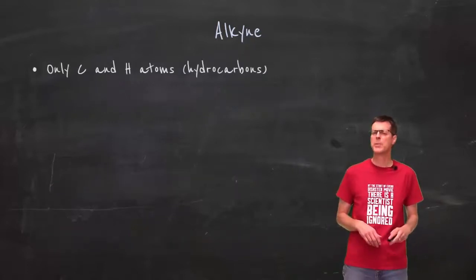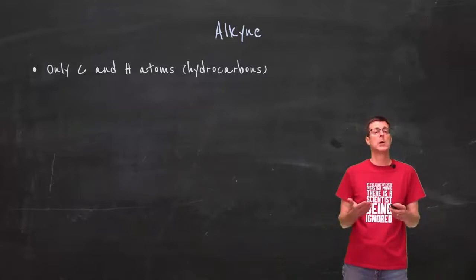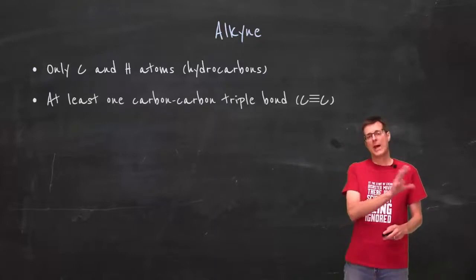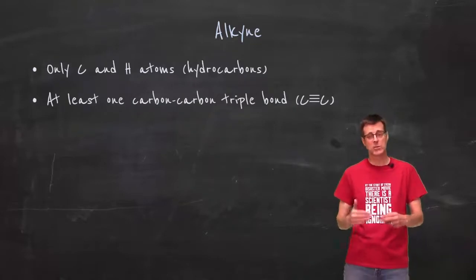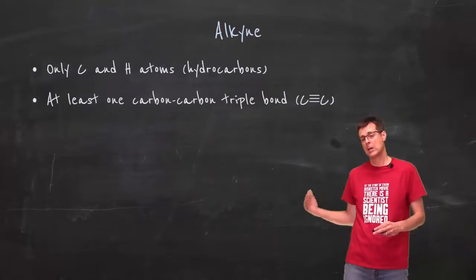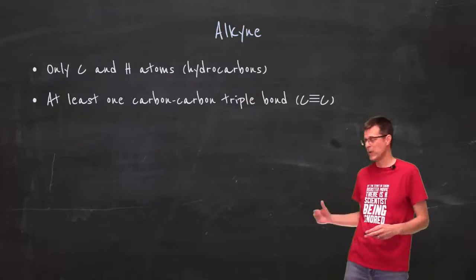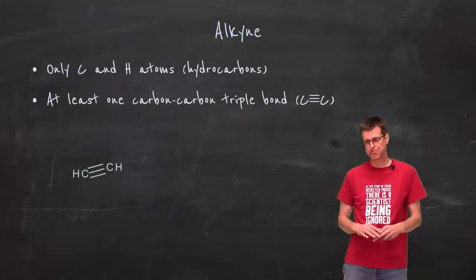Alkyne, we're not really going to spend a whole lot of time with, but it would have a carbon-carbon triple bond, also just carbons and hydrogens, so also a hydrocarbon. Point of trivia, an alkane, where everything is carbon-carbon single bonds, is sometimes called a saturated hydrocarbon. Alkynes and alkenes are sometimes called unsaturated.